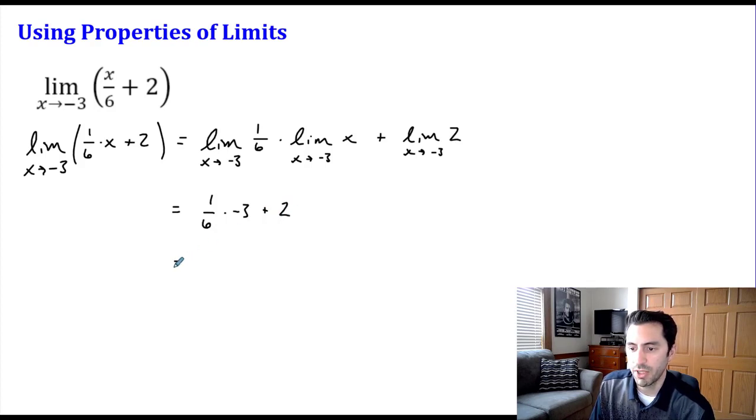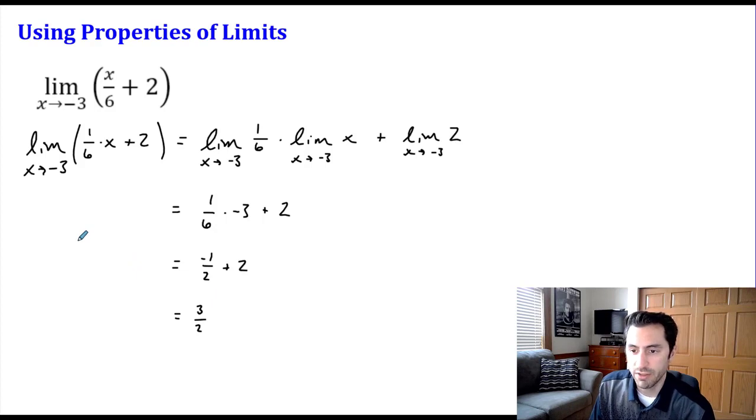And now we can finish up. 1/6 times -3. That's -3 over 6, which is -1/2. And then we'll add 2. And if I add 2, we end up with a positive 1/2. And I'm going to write this as 3 over 2. And so there's our limit.